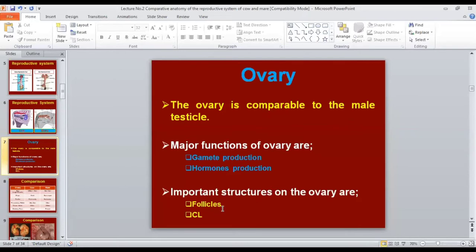And you know that different types of hormones are secreted from these structures on the ovary. For example, if we talk about the dominant hormones from these structures, the dominant hormone produced from the follicles is estrogen, and in the case of the corpus luteum, it is progesterone. There are some minor hormones that are produced from these structures also, other than estrogen and progesterone.